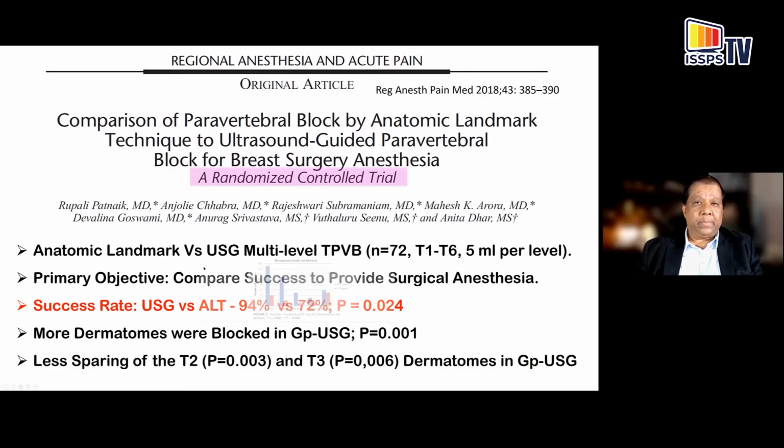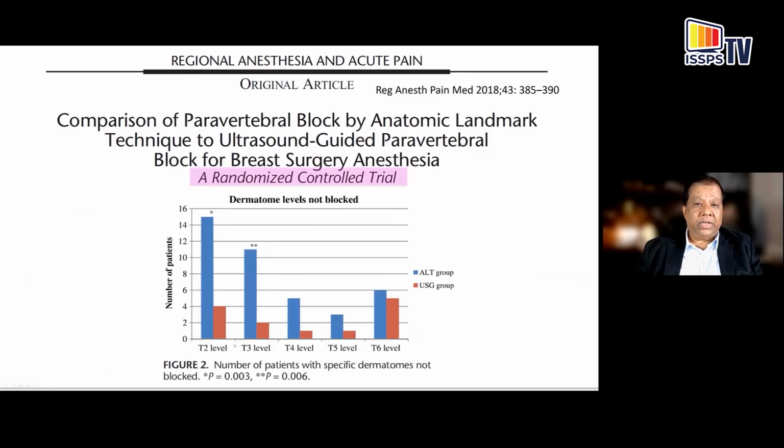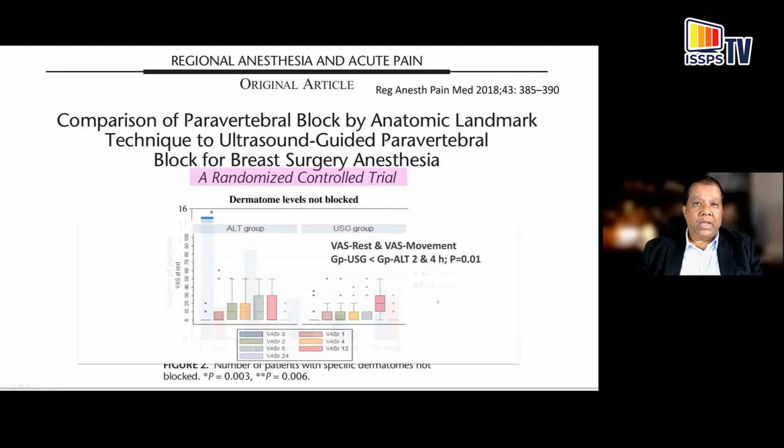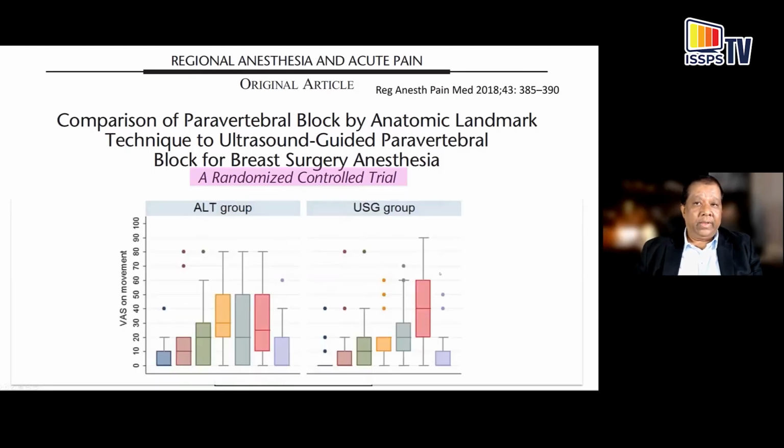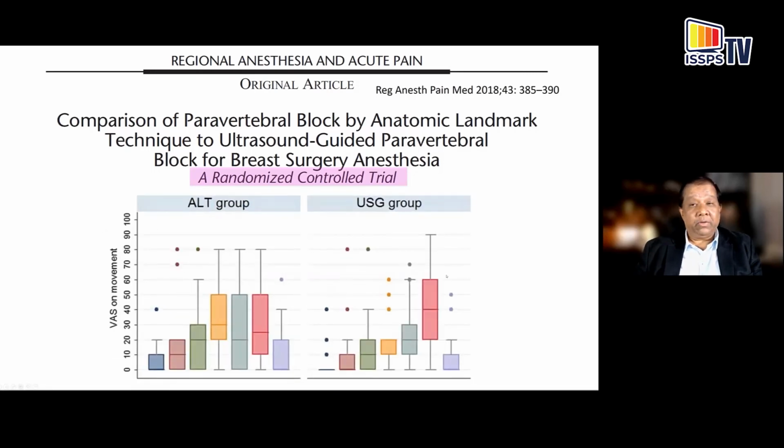There was also less sparing of the T2 and T3 dermatomes in the patients that had received the ultrasound-guided block. Also, the postoperative pain scores were significantly lower in the ultrasound-guided group. This may be accountable because the dermatomal spread was better.